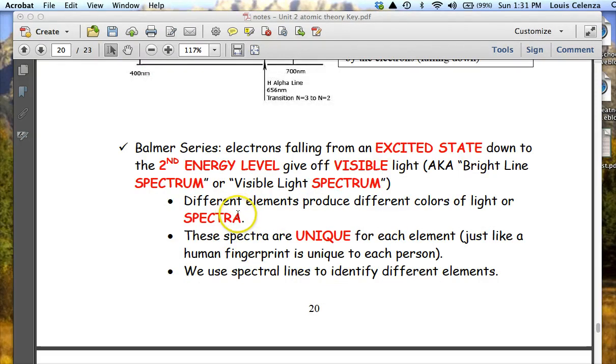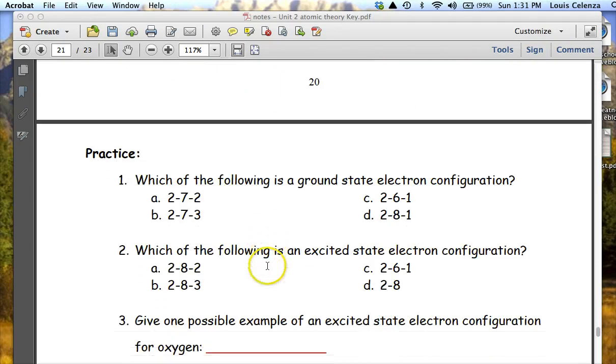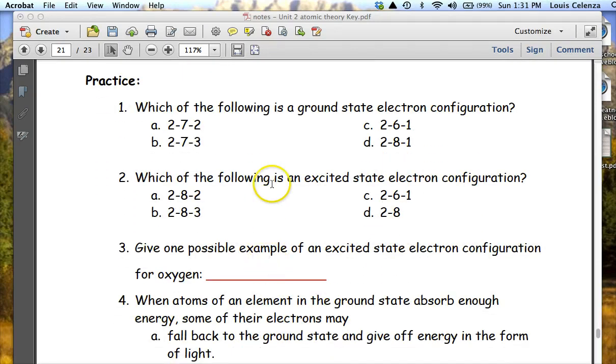Every element gives off a specific color of light, which is called its spectra. They're unique, kind of like the way a human's fingerprints are unique to each person, right? No two people have the same fingerprints. Well, no two elements have the same spectra or colors of light that they give off when their electrons go from the excited to the ground state. The spectral lines can actually be used to identify elements. So let's quickly run through these examples.